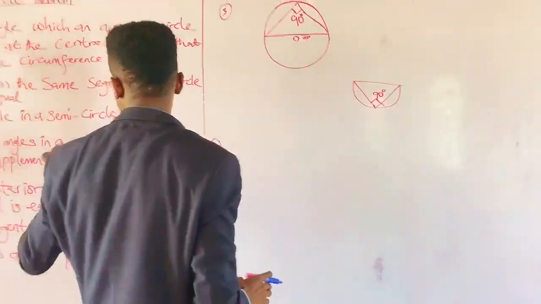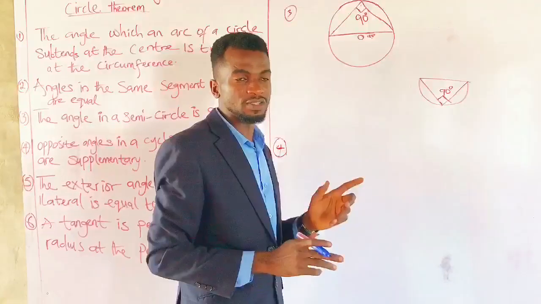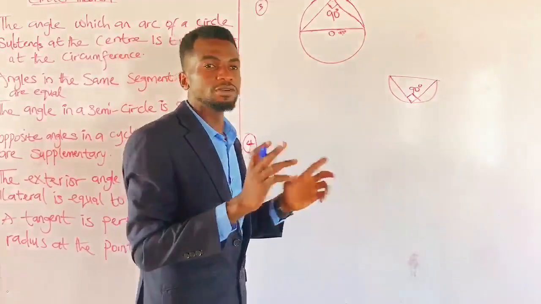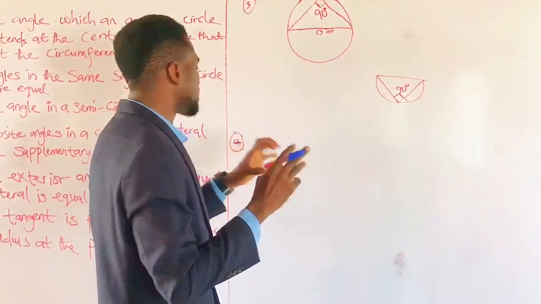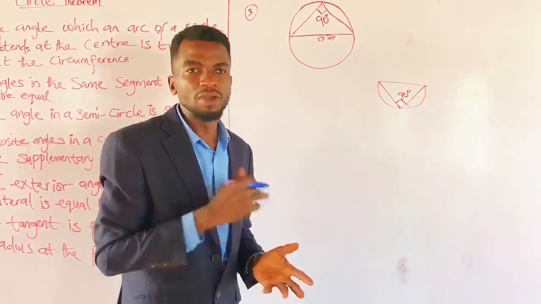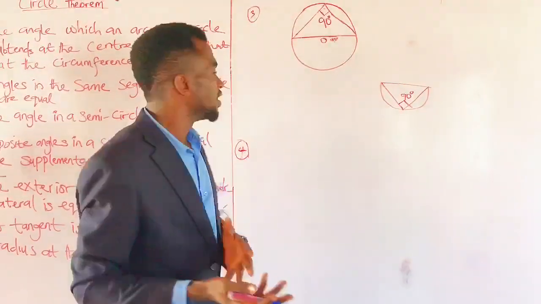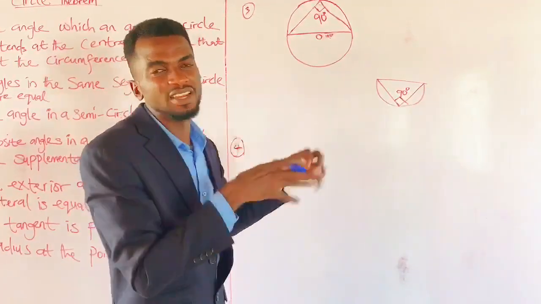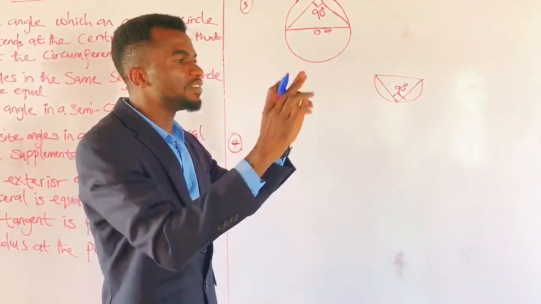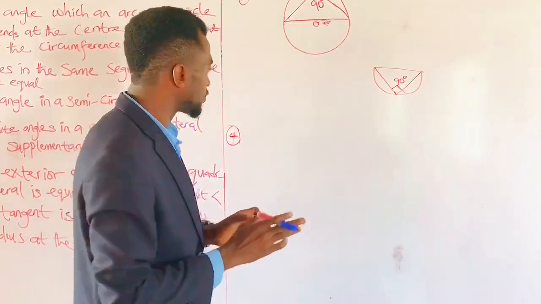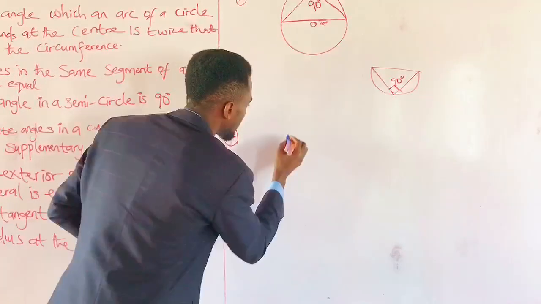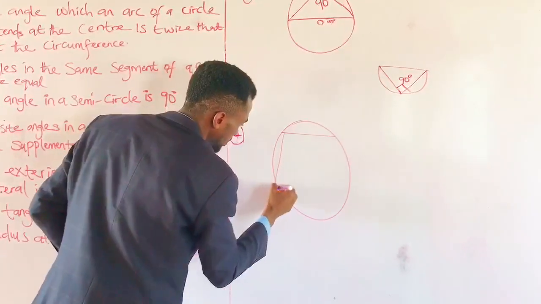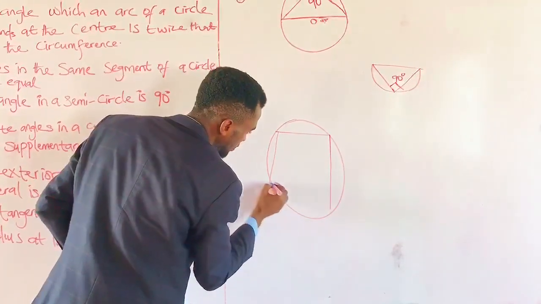The fourth law says opposite angles in a cyclic quadrilateral are supplementary. Now there are some terminologies I want us to define here. If we say cyclic quadrilateral, what do we mean? Then we are going to talk about the meaning of supplementary. When we say a cyclic quadrilateral, we simply mean a quadrilateral inside a circle. A quadrilateral is any four-sided shape. So this is how a cyclic quadrilateral looks like. This is my circle, and I have a quadrilateral inside.